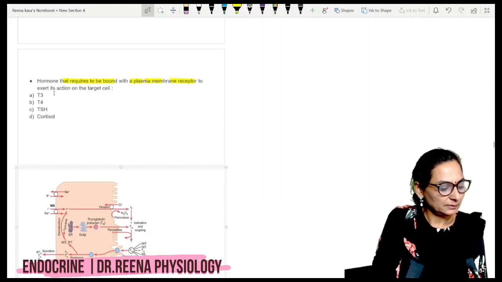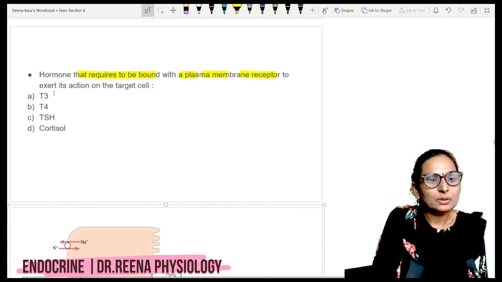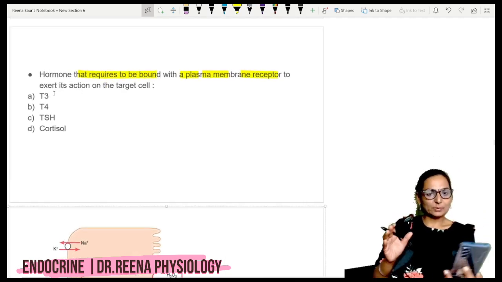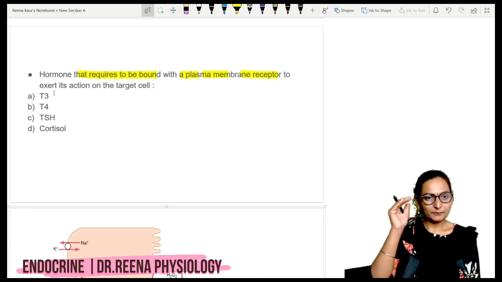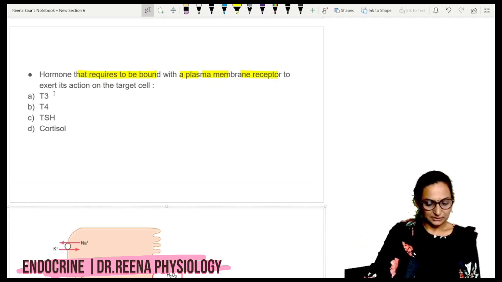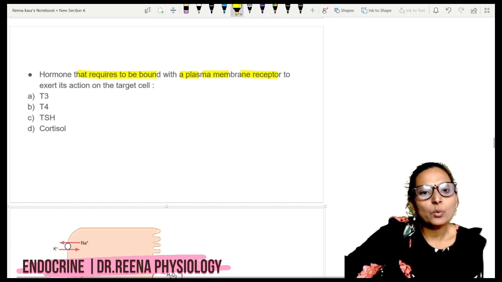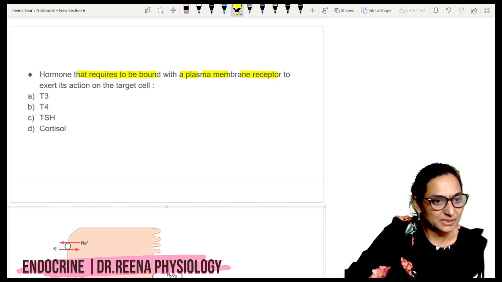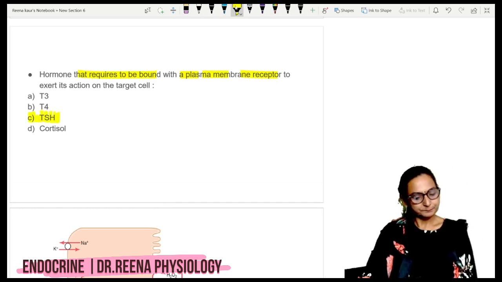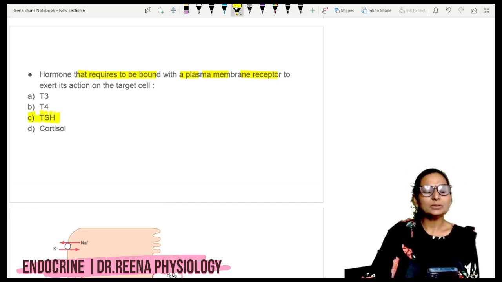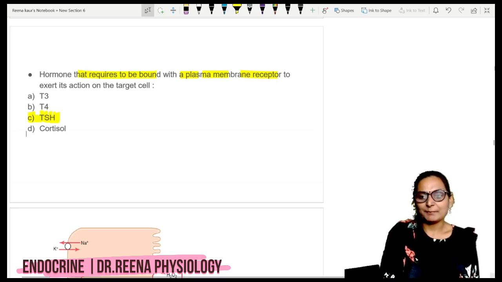Yes, correct. And I told you that this question is related to lipid solubility, right? This question is related to lipid solubility, and therefore the hormone which is not lipid soluble is TSH. Therefore, it will bind to the receptors on the cell membrane.